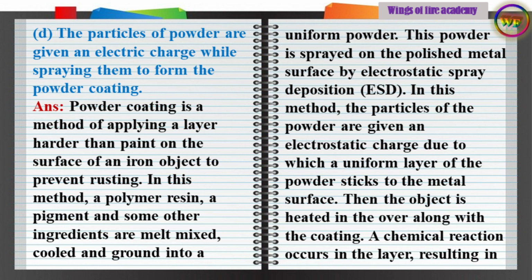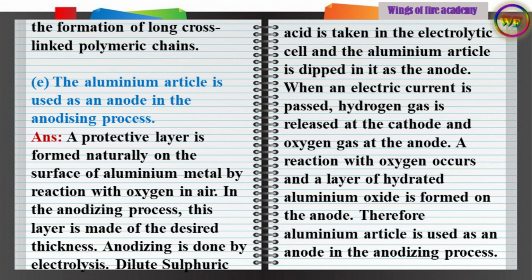In this method, the particles of the powder are given an electrostatic charge due to which a uniform layer of the powder sticks to the metal surface. Then the object is heated in the oven along with the coating. A chemical reaction occurs in the layer, resulting in the formation of long cross-linked polymeric chains.